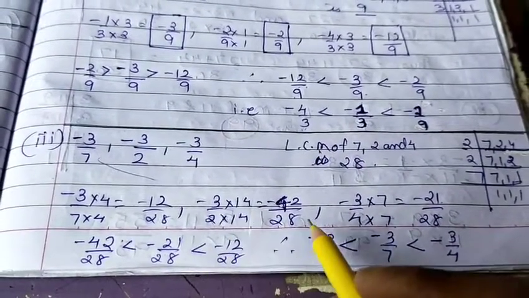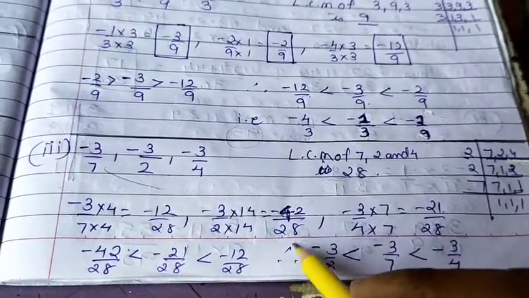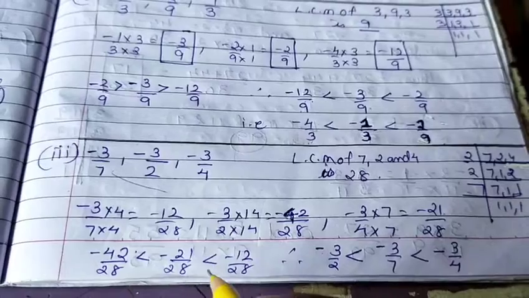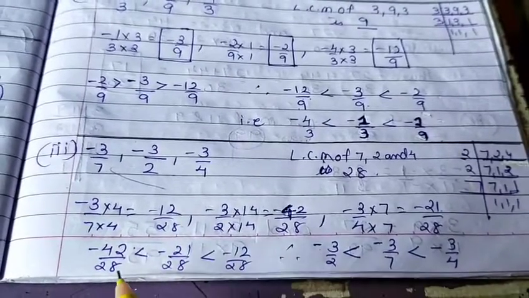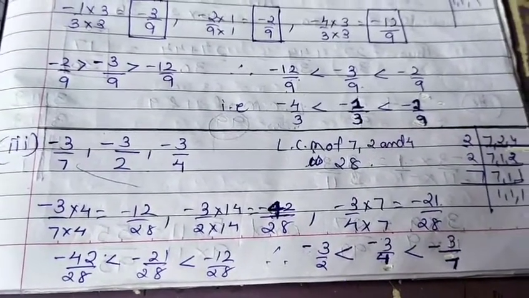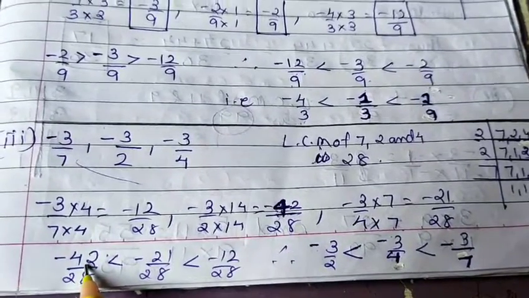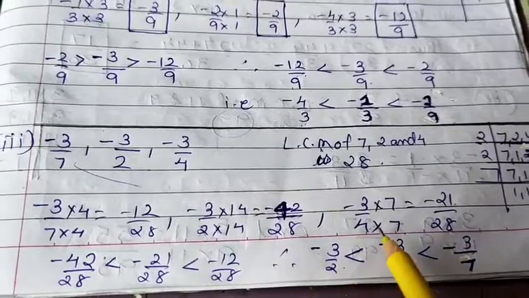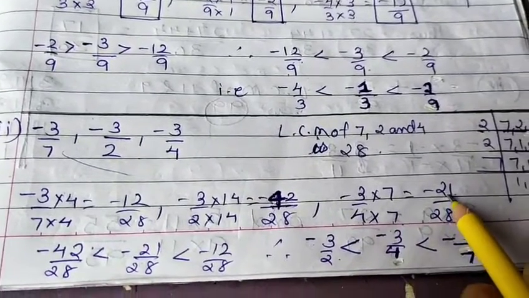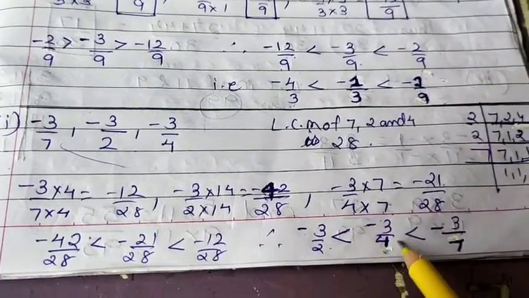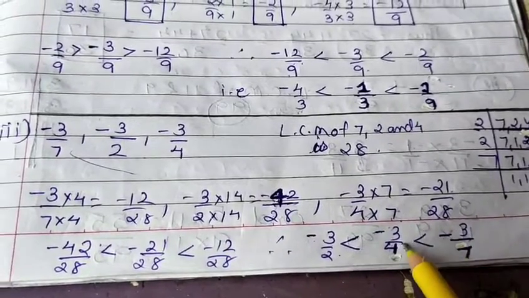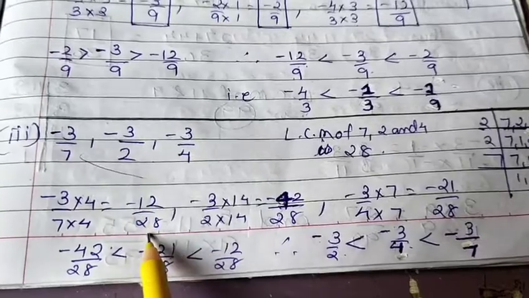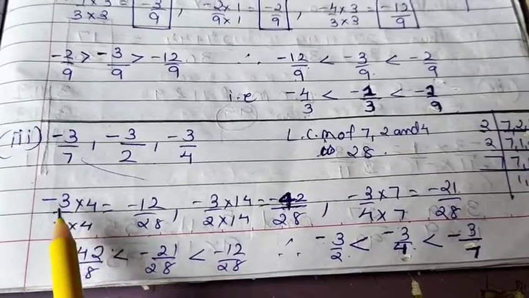Now after finding these, we can say that negative 42 by 28 is smaller than negative 21 by 28, which is smaller than negative 12 by 28. So write down the originals. In place of negative 42 by 28, write down its original value, that is negative 3 by 2, which is less than, in place of negative 21 by 28, negative 3 by 4. Which is less than negative 12 by 28, whose original value is negative 3 by 7.